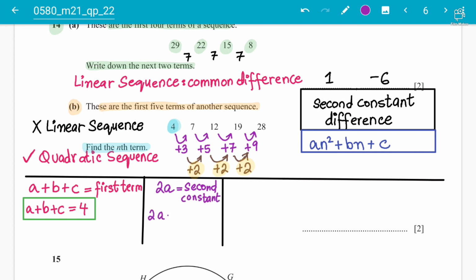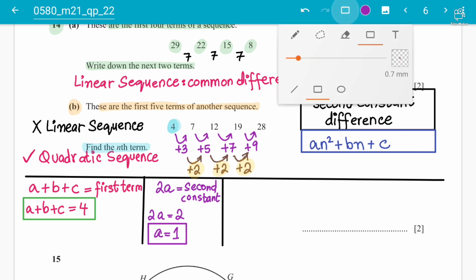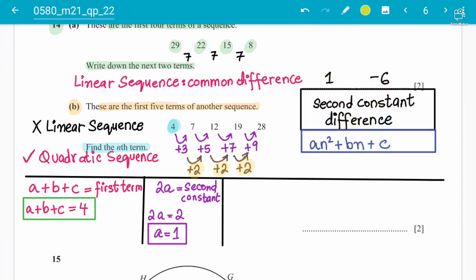So 2a is going to be equal to 2, which means the a value is 1. Okay, so the a value of the quadratic sequence, students, is equivalent to 1. I hope students get this as well, that the a value is 1, because this is the next thing: 2a is equal to the second constant difference.